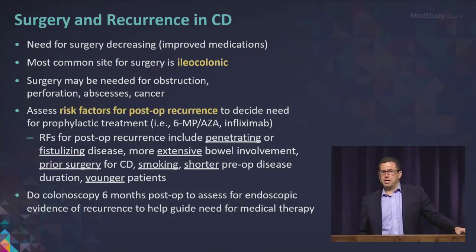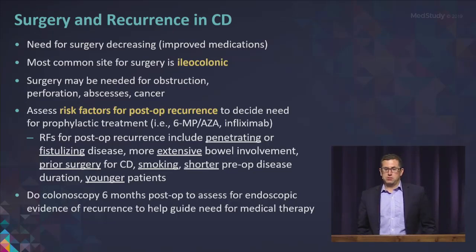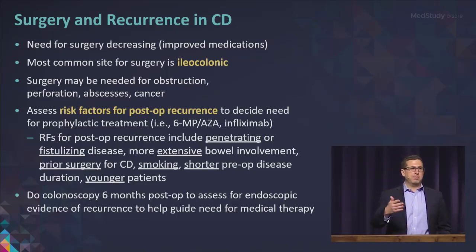With regards to surgery and recurrence in Crohn's disease, because of all these new medicines that we have, fortunately surgical needs are decreasing. But if you do have surgery, the most common site would be in the ileocolonic area. Surgery may be needed for obstruction, perforation, abscesses, or cancer. And we do want to assess for the risk factors for postoperative recurrence after a patient has surgery, because you may want to put those patients on prophylactic medications to prevent future return of the disease.